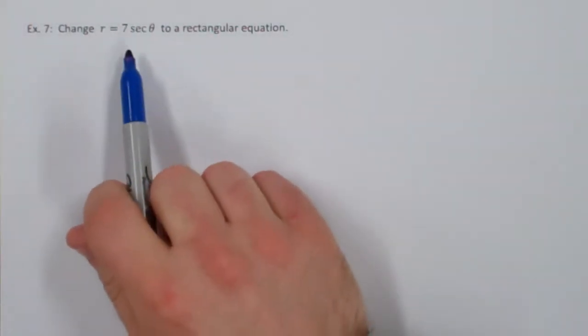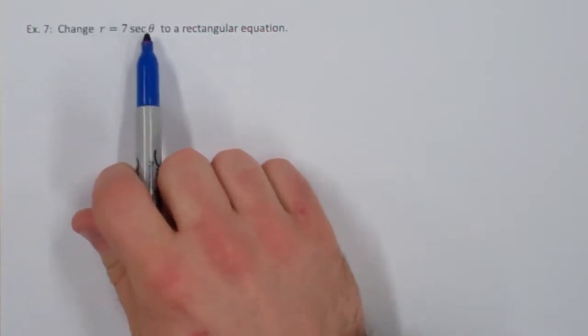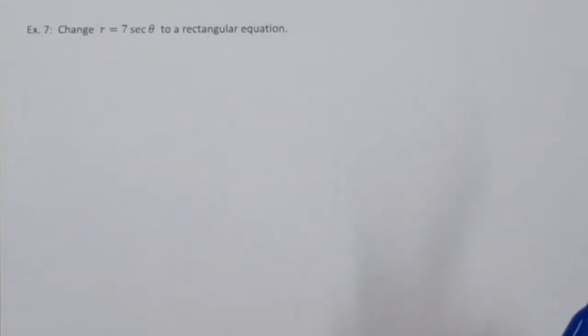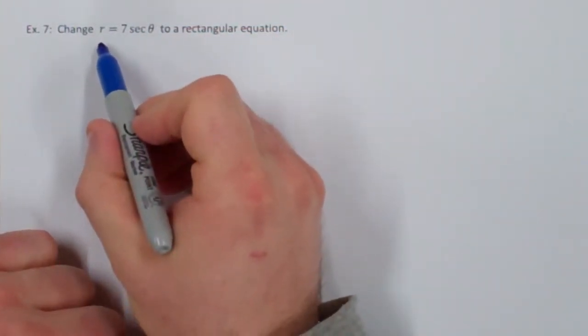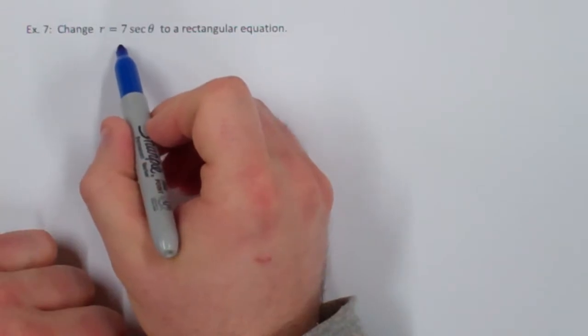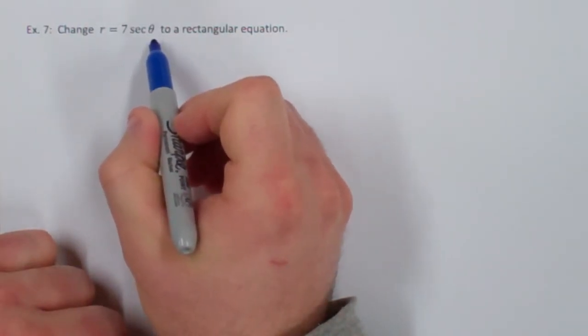r is equal to 7 secant theta is a polar equation. We've got r and theta, and we're going to try to rewrite this in terms of x and y. Right now, we have r is equal to 7 secant theta.